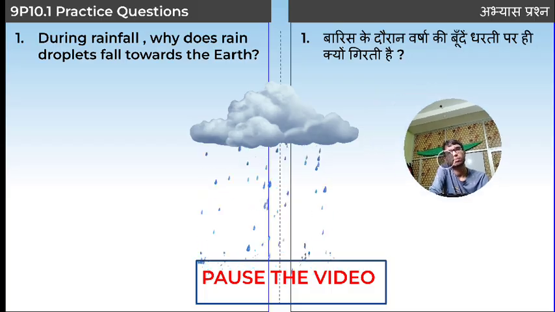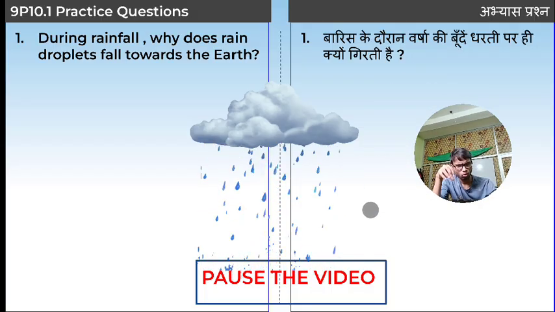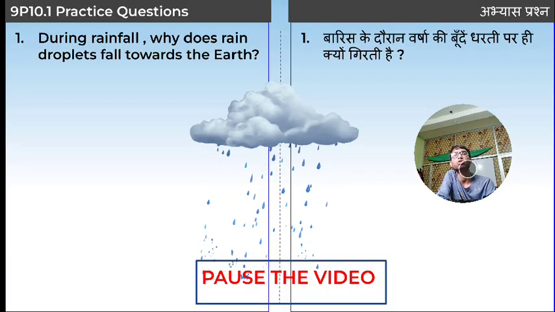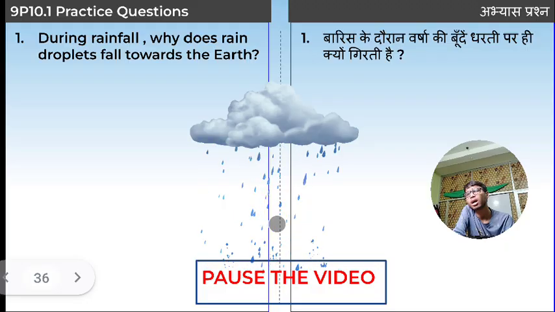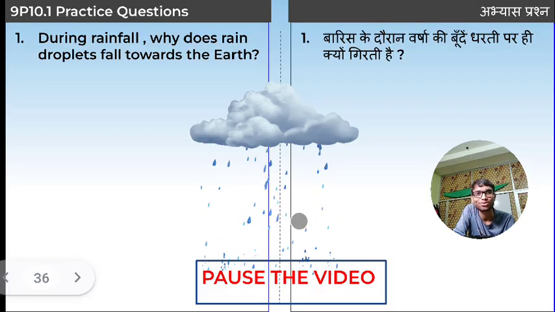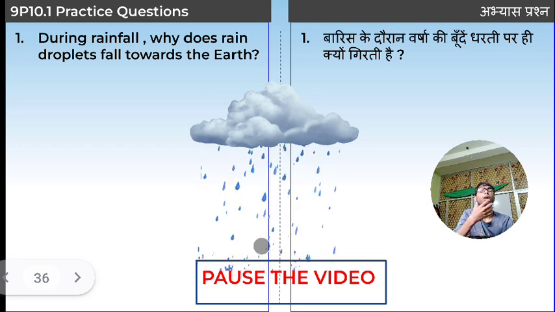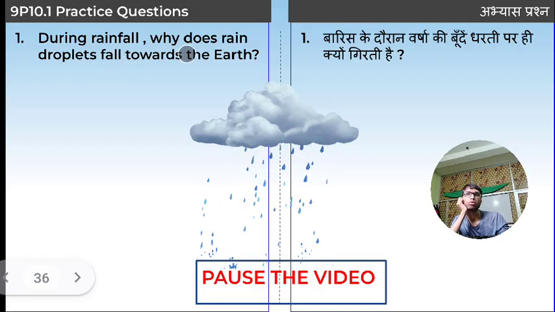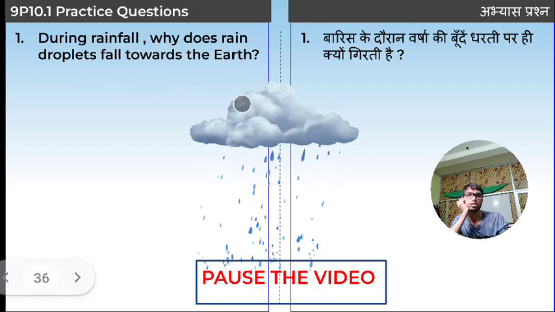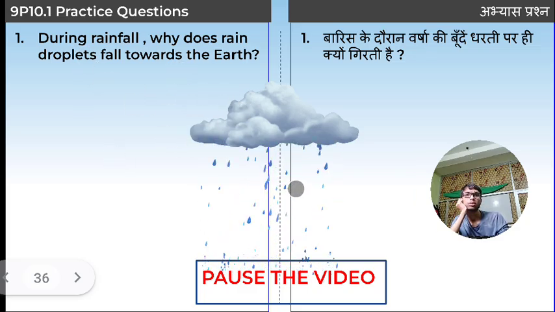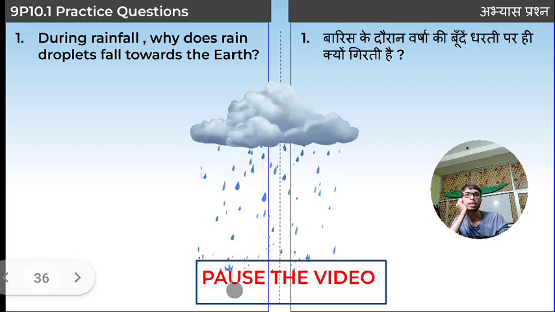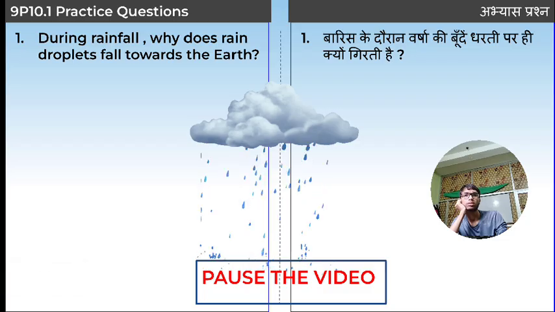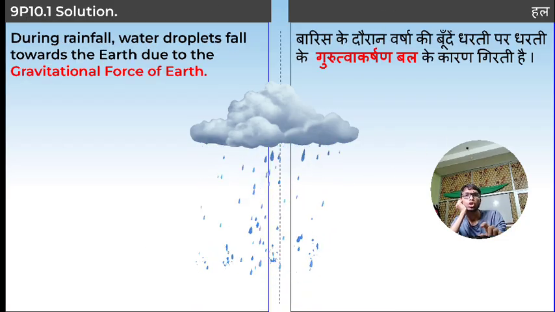Now, what is happening over here? These waters are falling on the earth. The question is, why is this water falling on the earth? The reason is gravitational force, because the earth is attracting it. During rainfall, why do raindrops fall towards the earth and not opposite? Because they are all attracted towards the earth. That's why it is applying a downward force, the gravitational force of the earth.